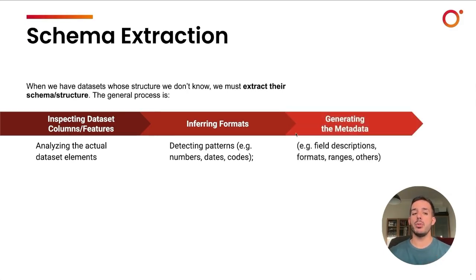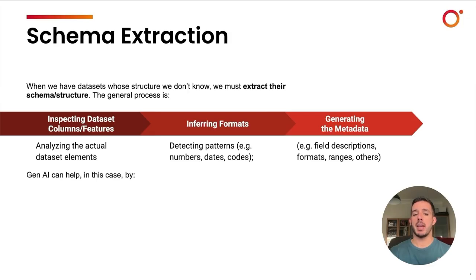And then what we want to do is generate the metadata, right? Because the description of that schema and the fields is metadata. So this may include the fields, the formats, the data types, the ranges, and so on. We want to document the dataset in terms of its schema and its structure at the end of the day. It's a good description of what we are doing.